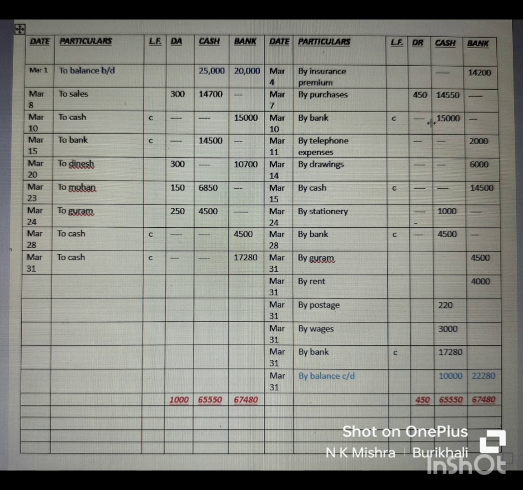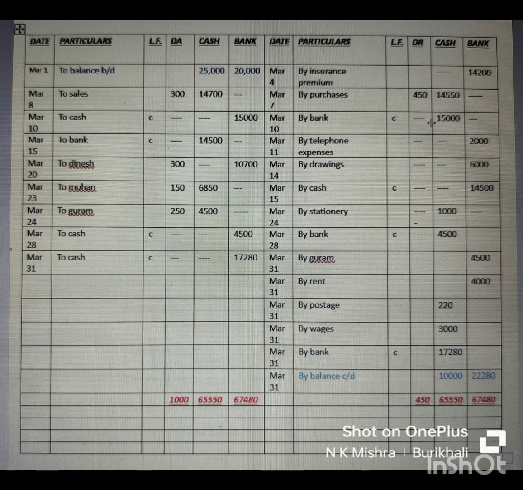Check deposited on March 28 of Guram is returned by the bank. Means it got dishonored. So when you are depositing a check, the money is added in the bank, and when it is getting dishonored, you have to deduct it. Just on the opposite side: when money came in the bank, I wrote in the debit side, but now it got dishonored, I'll write in the credit side with that person's name. Why? Because the check got dishonored. So I've written on the credit side by Guram's, or you can write by check dishonored account. Okay, 4500.